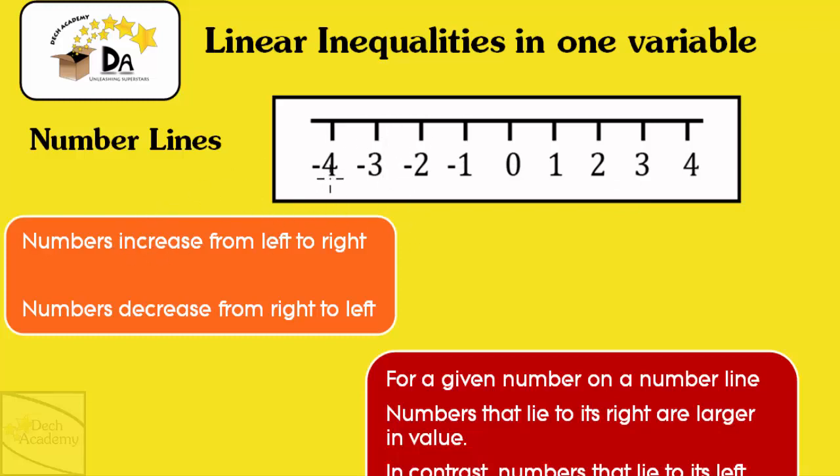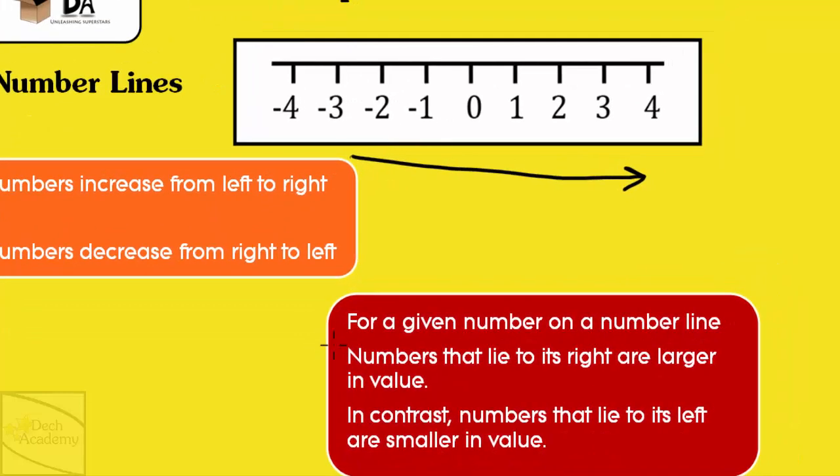As you can see, -4, -3, -2, -1, 0, 1, 2, 3, 4. The numbers are getting bigger from left to right, but the numbers decrease from right to left. The other thing to note is that for any given number on a number line, numbers that lie to its right are larger in value. In contrast, numbers that lie to its left are smaller in value. So if you take a number like 0, all numbers to the right of 0 are larger than 0. All numbers to the left of 0 are less than 0.